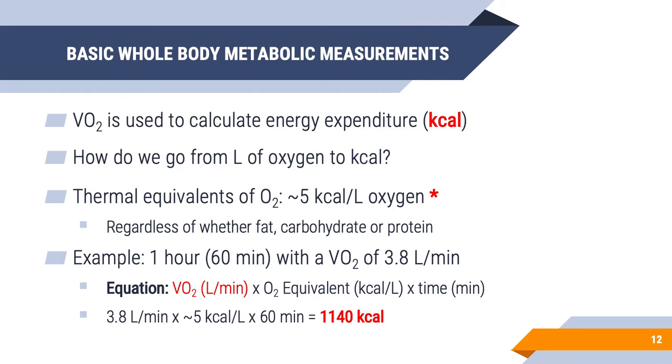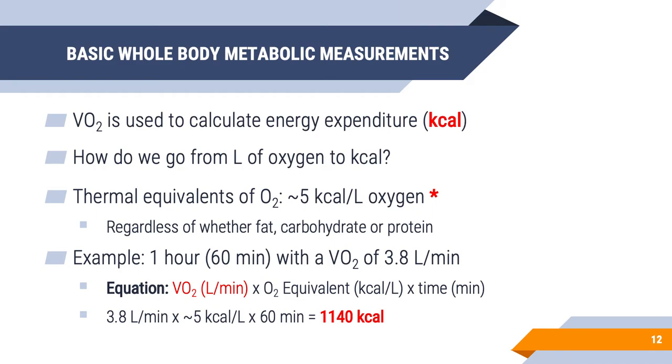So what do we do with this information now that we have oxygen uptake and carbon dioxide production? We can use oxygen uptake to calculate energy expenditure, which is expressed as kilocalories, or kcal. So how do we go from liters of oxygen, which we can measure through a metabolic cart, to this kcal? What we need to know is that there's something called a thermal equivalent of oxygen, which is about 5 kilocalories per liter of oxygen. This is regardless of fat, carbohydrate, or protein utilization. And what you'll see is that whether it's more towards the fat side or more towards carbohydrate utilization, this number 5 will shift towards about 4.8 and towards about 5.1.